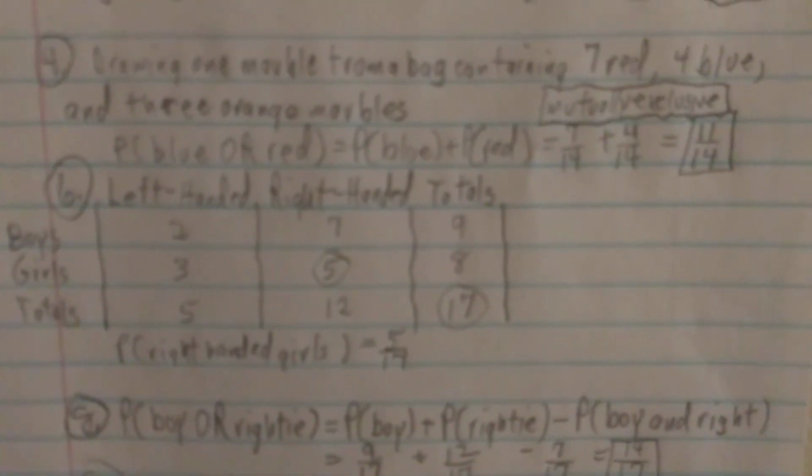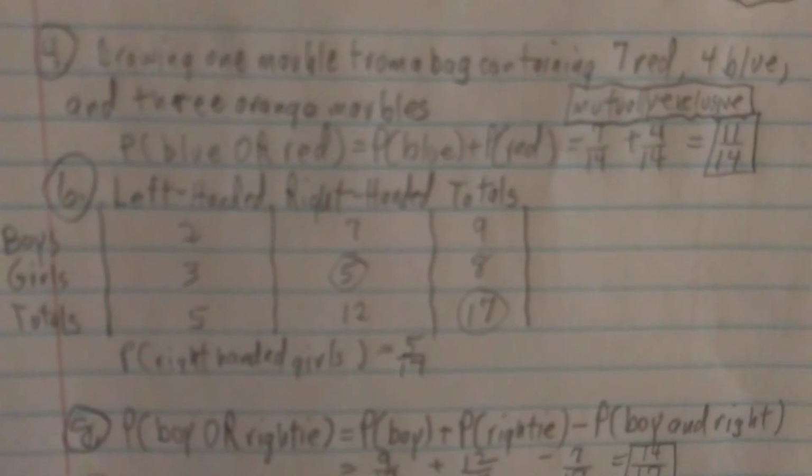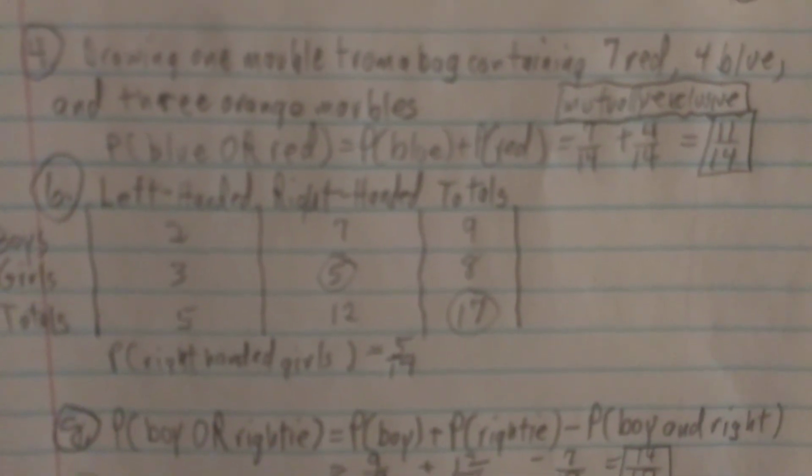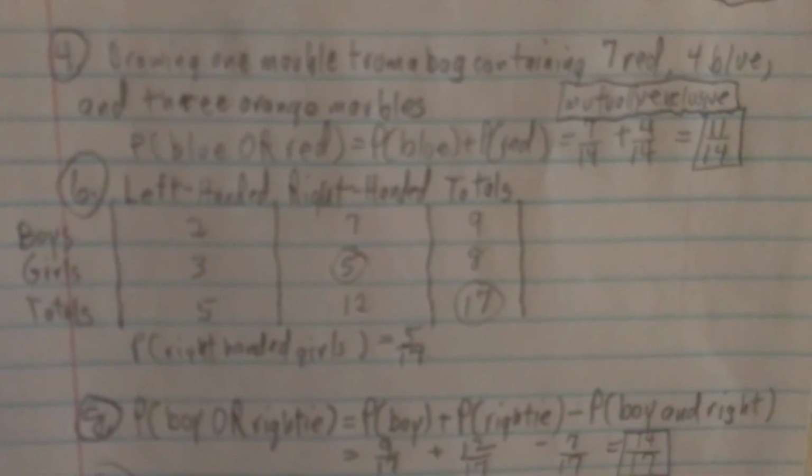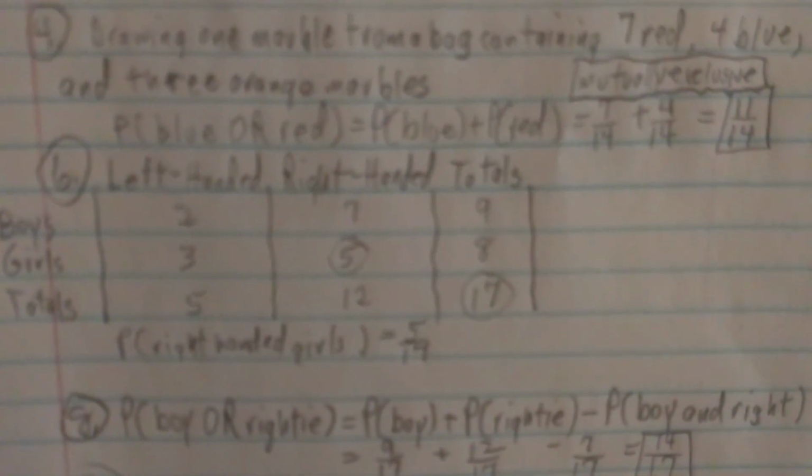Now, adding across to the side, we have 9 boys, 2 plus 7, and 8 girls, 3 plus 5, and a total of 5 plus 12, or 17 people involved. Now, the probability of right-handed girls, which we're asked for here, is the one I have circled, the 5, which is in the second row, girls, and the second column, right-handed. So that would be 5 over 17.